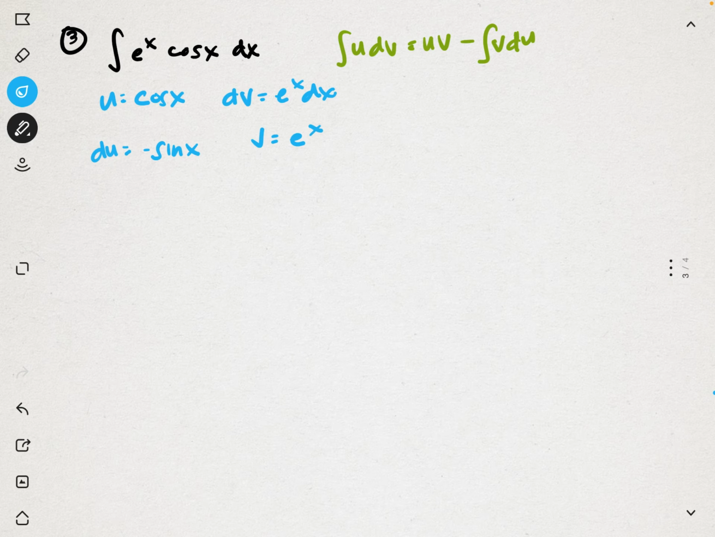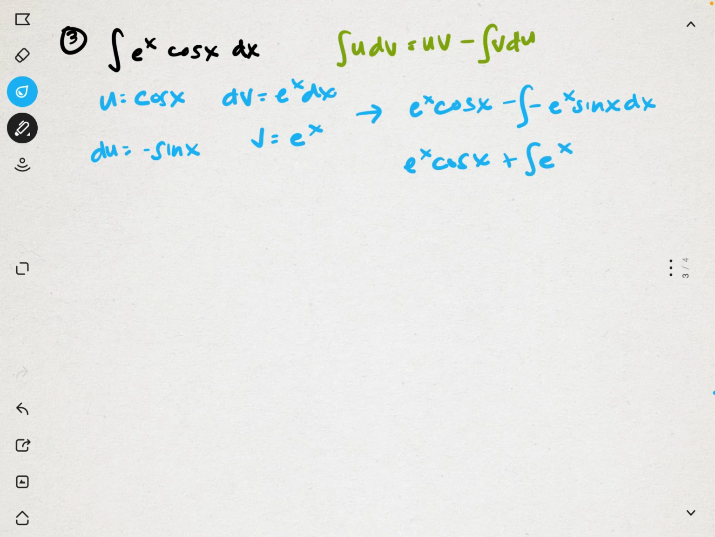Okay, so we're going to plug it in here. uv is e to the x cosine x minus the integral of v du, so e to the x, or negative e to the x sine x. Okay, we can clean this up a little bit. We'll take that minus negative and make it plus. And then with this part here, we're going to do the same thing.